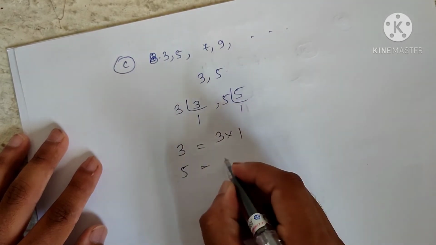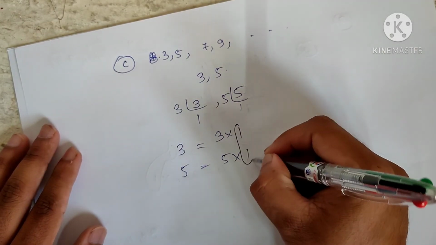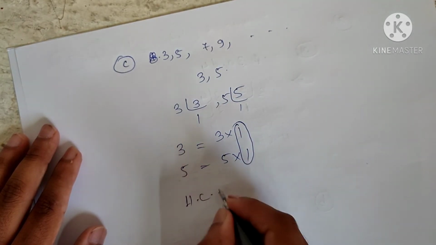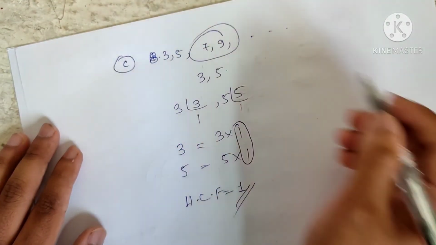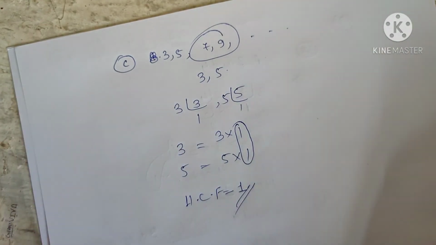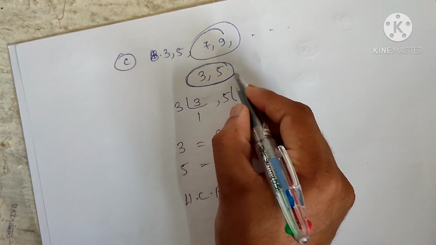So how will you write the HCF? First you write whatever you find in the prime factorization. Now tell me what is common. The common is only 1. So you will say that the HCF of 3 and 5 is 1. Also if you solve for 7 and 9, you may get a different answer, but no problem, because the pair you are taking is what matters.